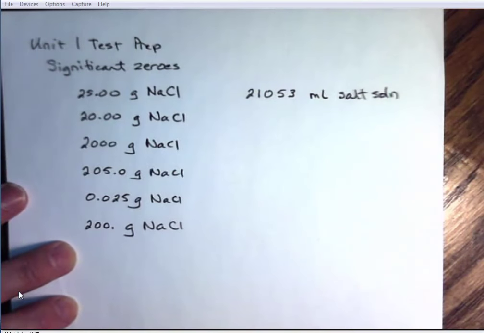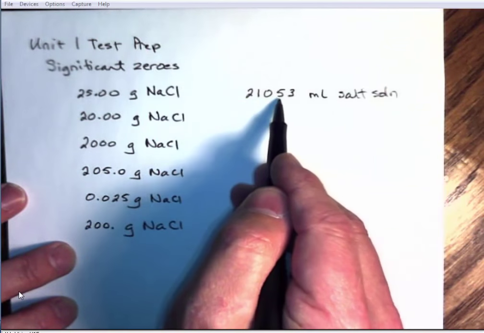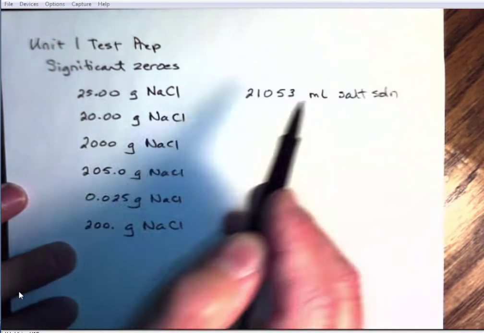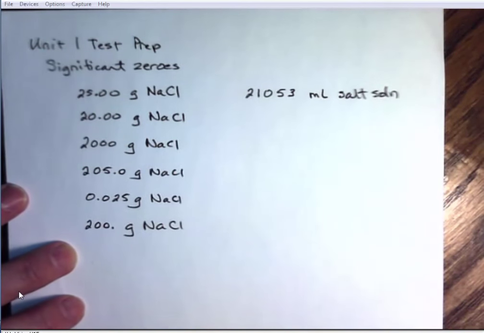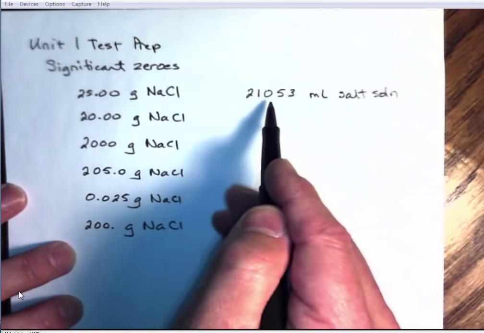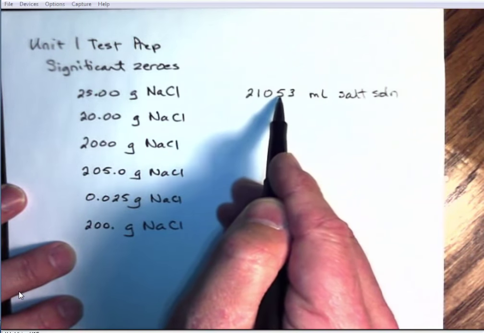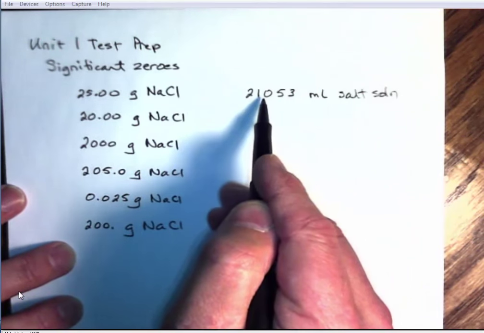So this is 21,053 milliliters of salt solution. How many significant digits in that number? 5, because the 0 here is between two significant digits, so it has to be significant. Okay?